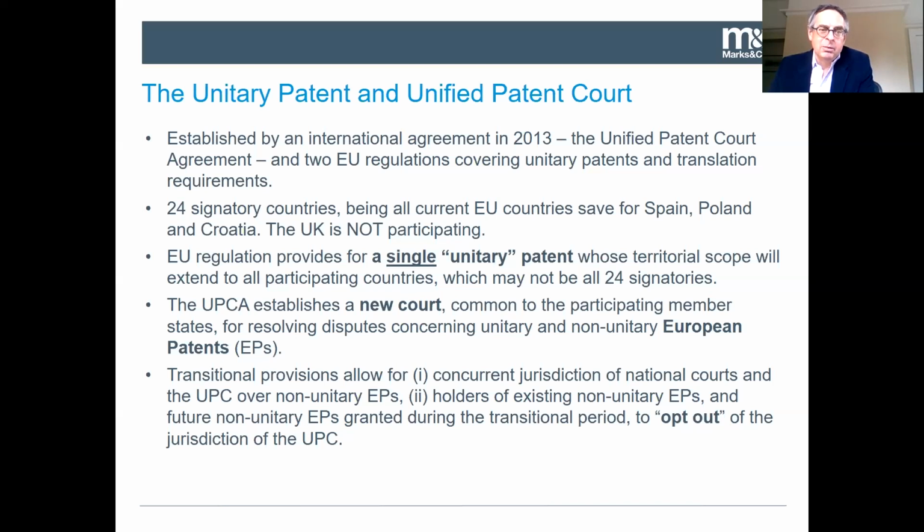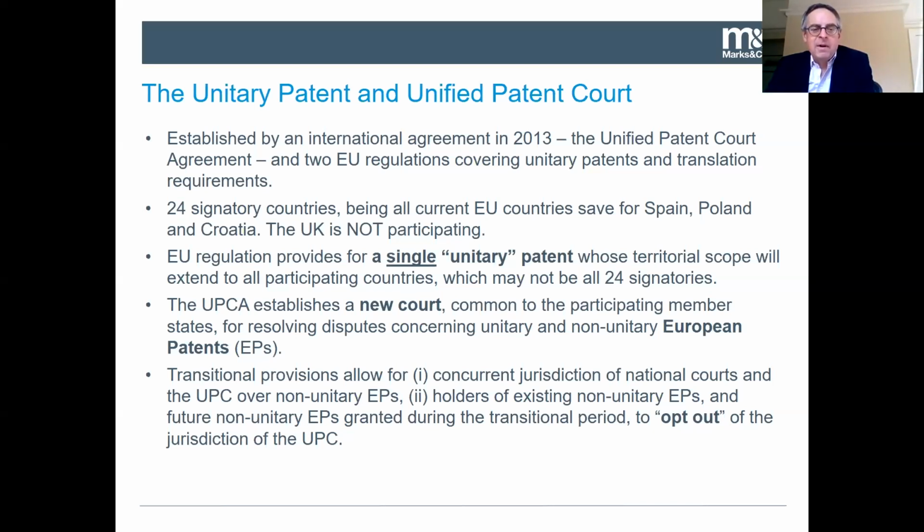Now, the agreement is what establishes the court, and I will come back to this later when we look at the court structure, but there is a very important reason why this was not set up by an EU regulation, and that is all to do with the jurisdiction of the Court of Justice of the EU. The intention of the parties is that patent disputes, the vast majority of them, should be resolved without references to the Court of Justice of the European Union. And to try and achieve that, it required the court to be established outside EU law.